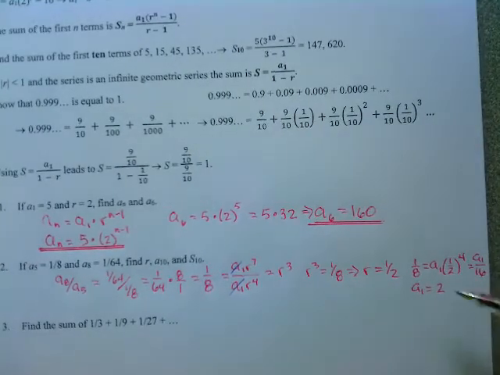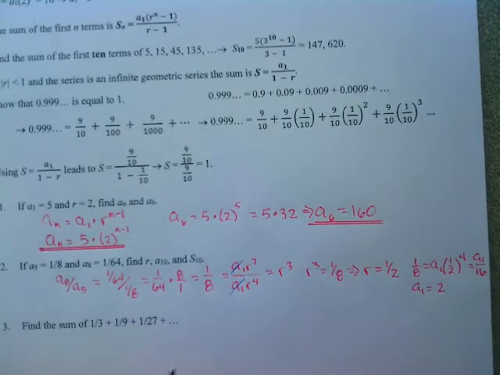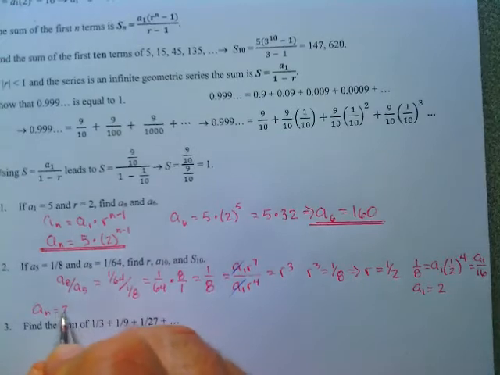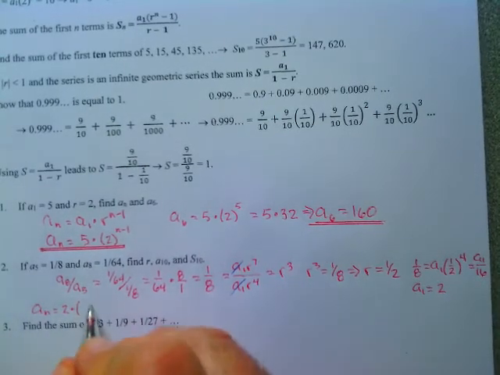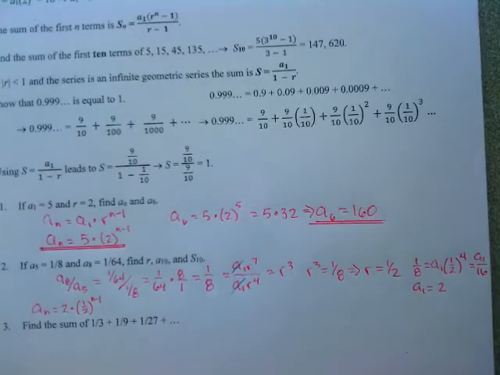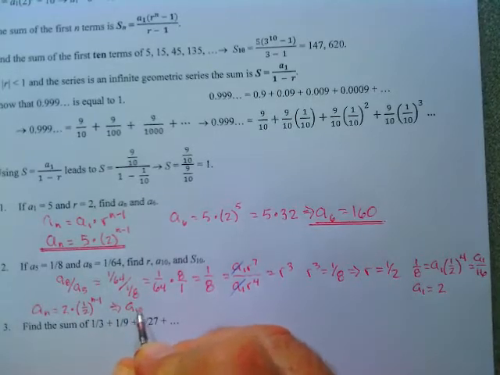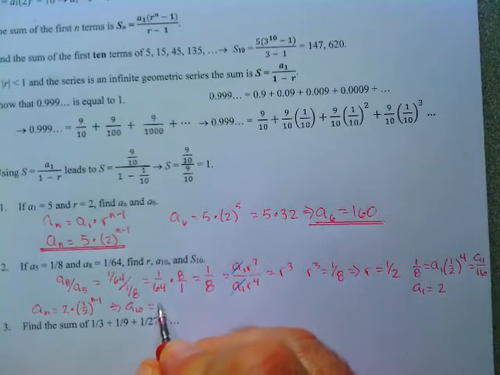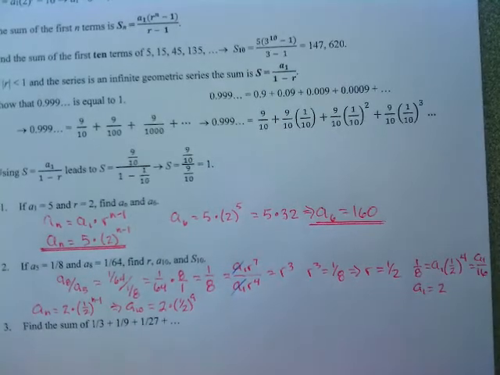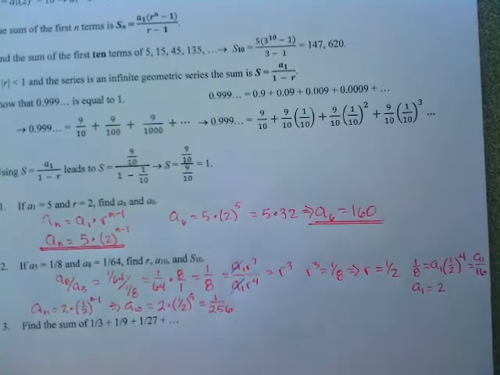So now that I have r here, and I have a1, then I know that my general form, an, is going to equal 2 times 1/2 to the n minus 1. Alright, so we can now say a10 will equal 2 times 1/2 to the 9th power. And this will be equal to 1 over 256.